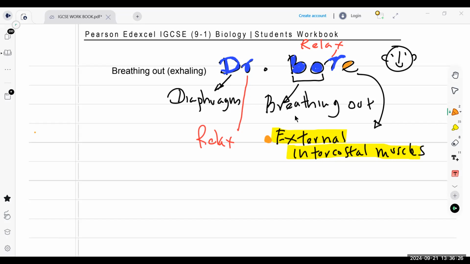Okay, you can copy this. And meantime, I will try to explain to you what the muscles called intercostal muscles are.